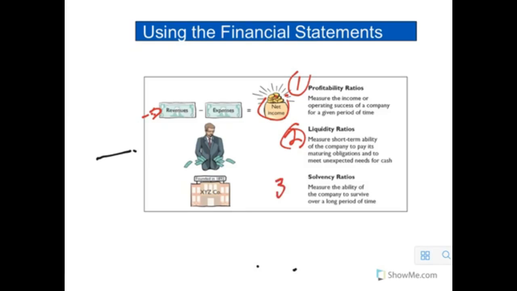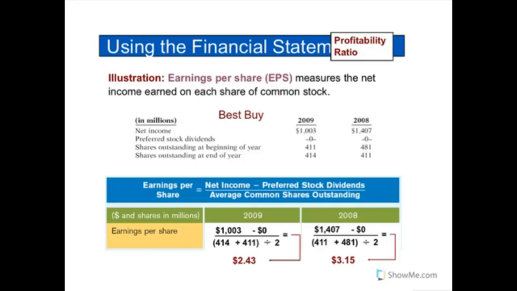Then there are ratios that are more long-term in nature. They measure the ability of the company to survive over the long term. Those are our debt-to-equity ratios or debt-to-total-asset ratios. These are the three categories of ratios. We're going to introduce them now, and later on we will add more ratios in each of these categories.